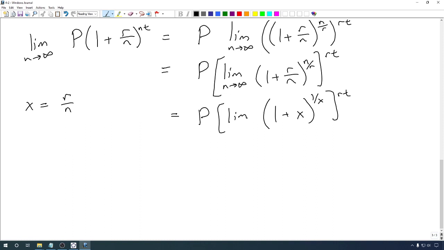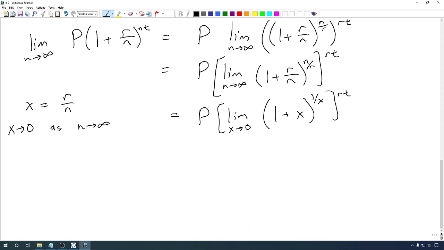But we still have to change the n that appears in our limit. What is x doing if n is going to infinity? Well, if n is going to infinity, we're getting infinity on the bottom. The r is not changing, so the x is going to go to 0. So x goes to 0 as n goes to infinity. So we're going to change the limit down here.